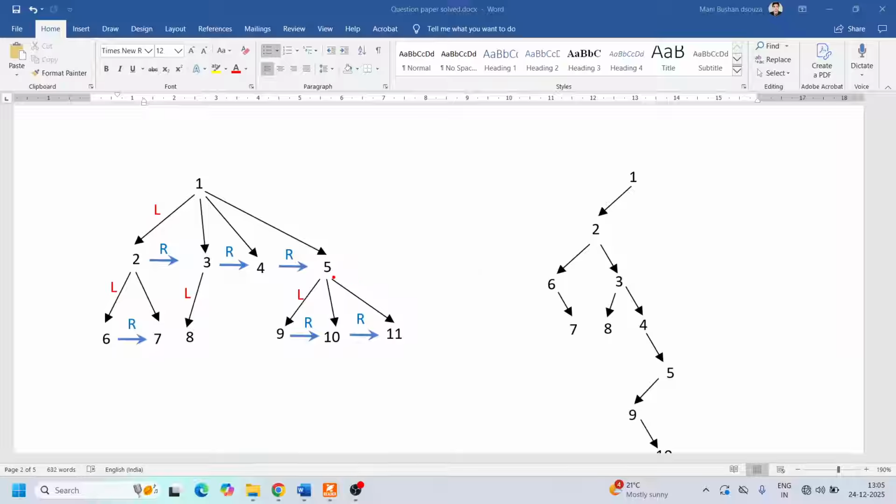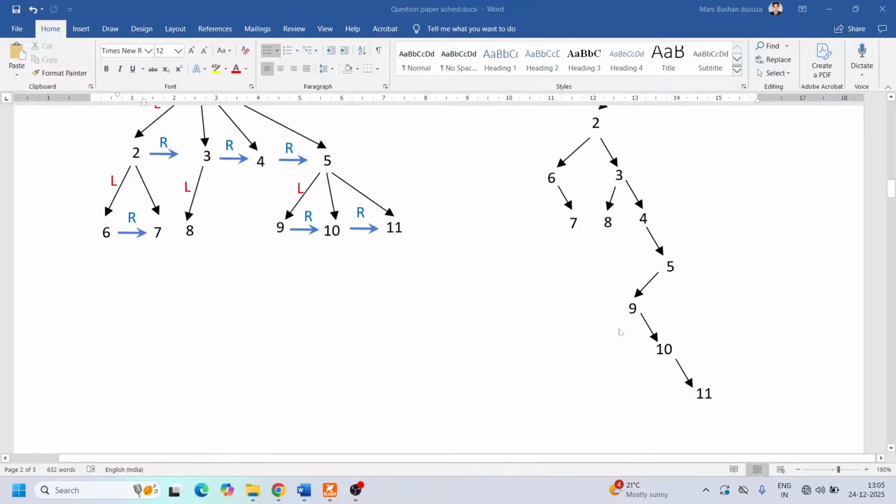Go to the 5 here. 5 has a left child. So what is the left child of 5? The left child of 5 happens to be 9. You just mark it as 9. Now come to the 9. 9 has the right child 10. So you mark it as right child 10.